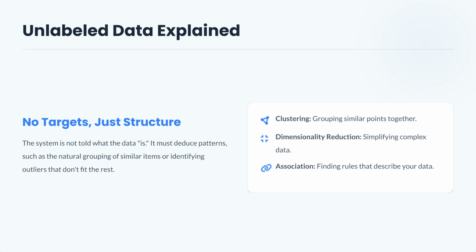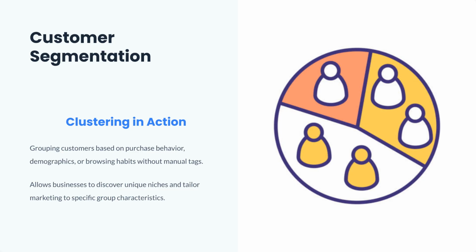The system deduces patterns like the natural grouping of similar items through clustering, or simplifying complex data using dimensionality reduction and finding association rules. Customer segmentation is a practical application of clustering. Customers are grouped based on their behavior or demographics without manual tags, allowing businesses to tailor their marketing strategies effectively.